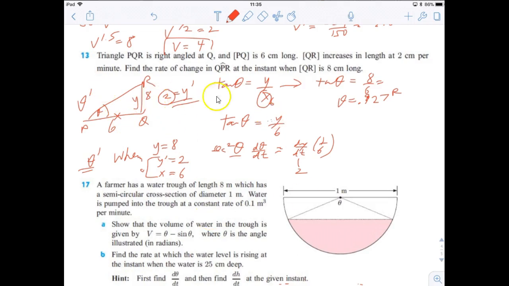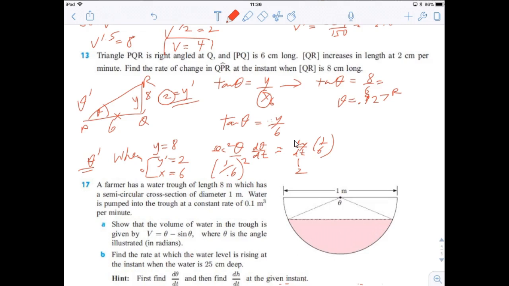Okay, this is a 3, 4, 5 triangle. So secant will be 1 over 0.6, and secant squared would be 1 over 0.6 squared. So this would be 1 over 0.6, which is 1 over cosine squared. And then, as everything else is known, yeah.